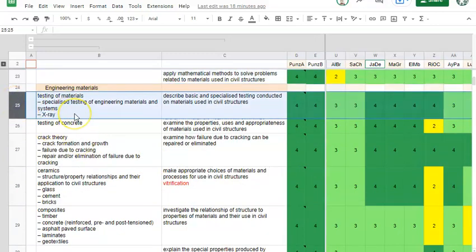Okay, testing materials. I've already talked about the all-important tensile test, right? We determine the properties of metals by doing a tensile test. We determine the properties of concrete by doing compressive tests. That's how we check to make sure that shoddy developers haven't cheated on the concrete. That's how we make sure that the concrete in our buildings is strong enough and the buildings don't collapse.